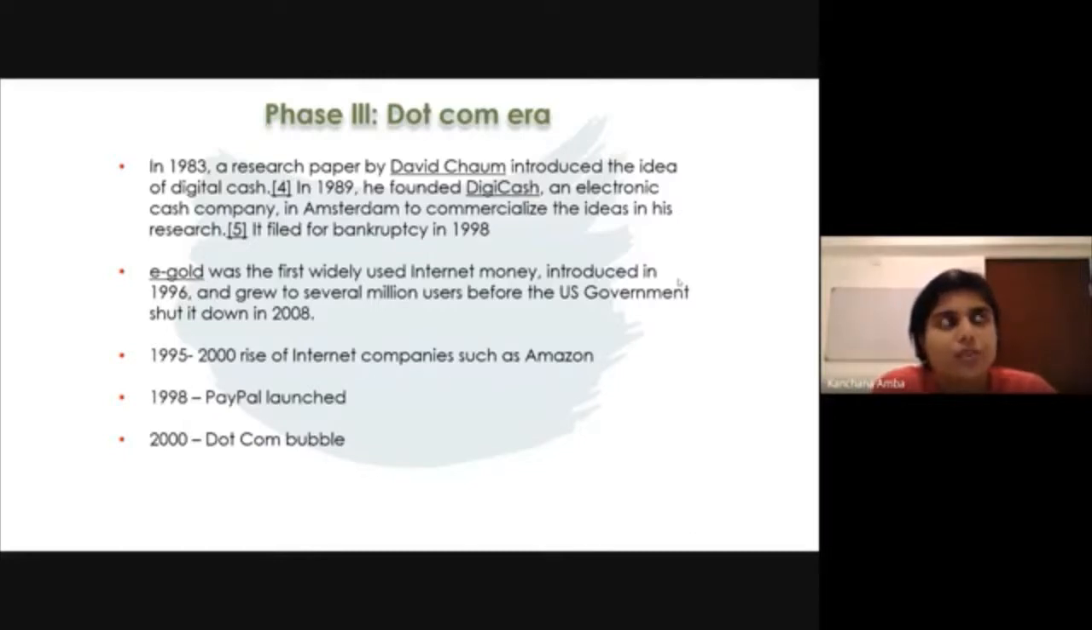Now, why didn't these things work out? These are the real questions. And the reason I brought this in, instead of just directly discussing Bitcoin later in the course, is that it is important for us to understand that a lot of environmental factors come into play for something to be successful, right?